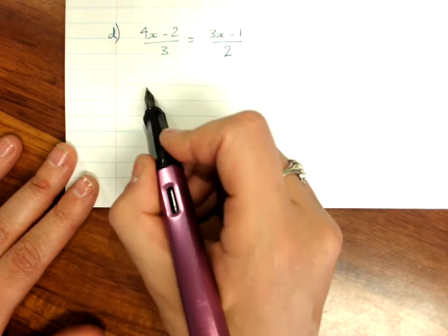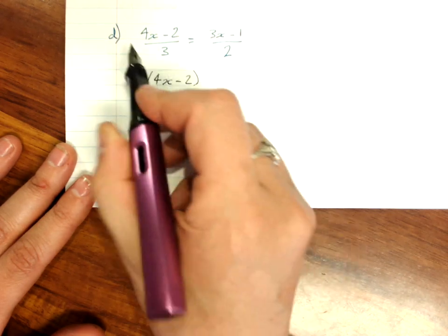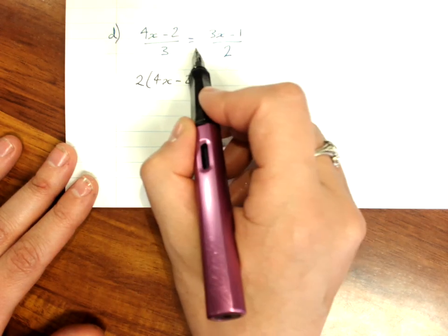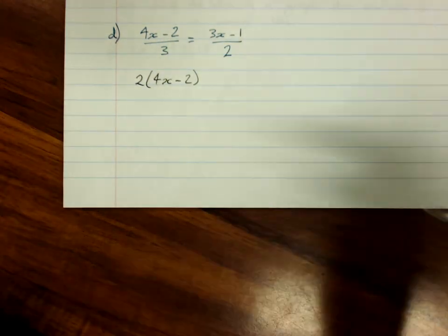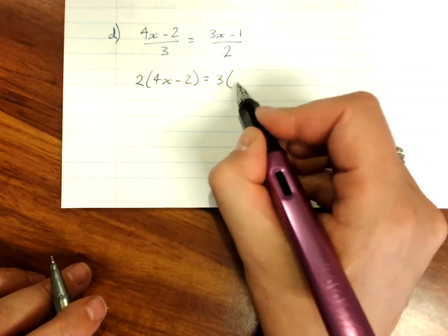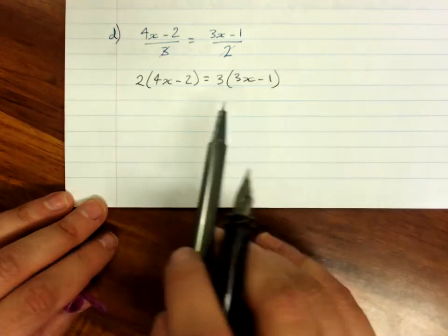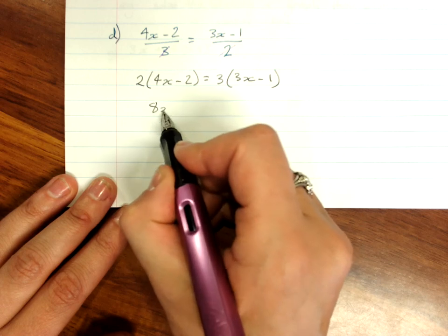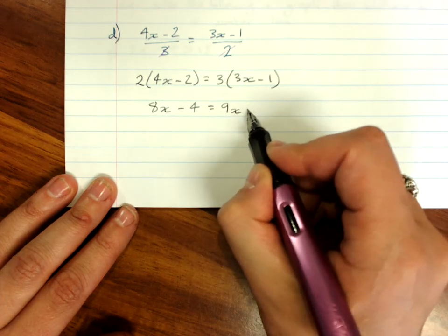So multiply both sides by 2. That will give me 2 outside of 4x minus 2 up here. And multiply both sides by 3. So multiplying both sides by 2 cancelled out this 2 here. Multiplying both sides by 3, 3 outside of 3x minus 1, cancelled out this 3 here. So now I've got brackets, expand them both. 8x minus 4 equals 9x minus 3.